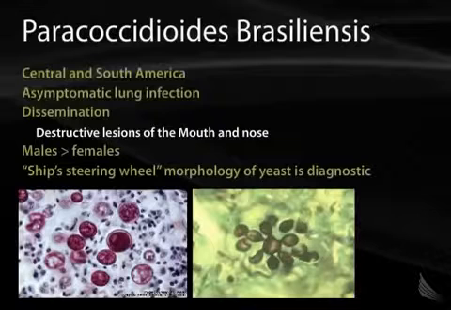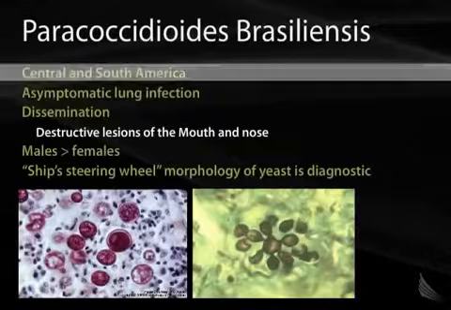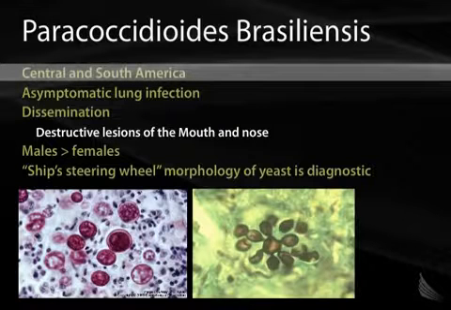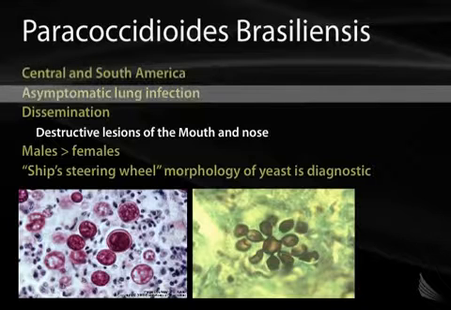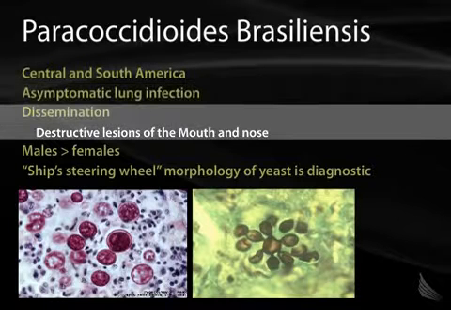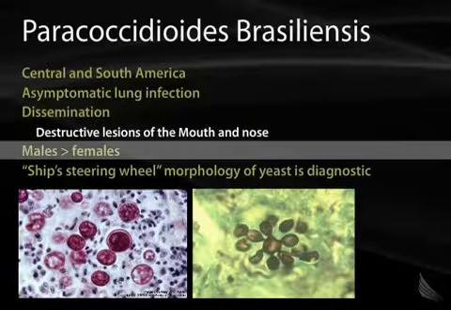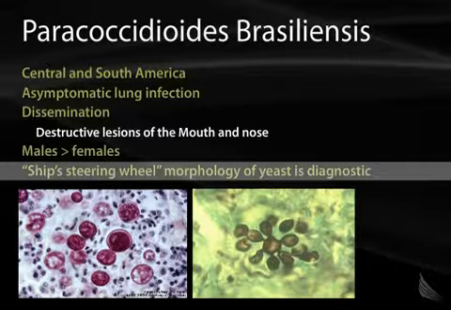Up next we have Paracoccidioides brasiliensis, which is found in Central and South America. The Brazil helps you remember that. It's a frequent cause of asymptomatic lung infections, but then you get dissemination with destructive lesions in the mouth and nose. You'll find it for some reason in males more than females, and you look for the ship steering wheel morphology of yeast, as you see here in the figure on the right.